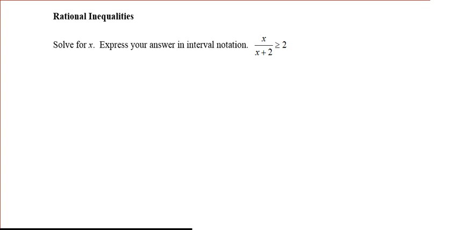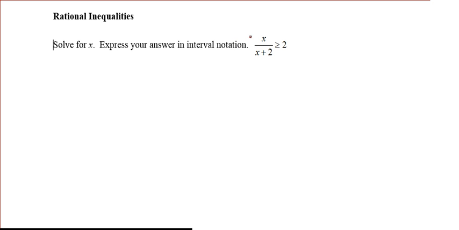Hi guys, Mr. Roth here, and today we're going to be learning how to solve rational inequalities. We're given a rational function, told that it's not equal to something, and we want to find all the values of x that we can plug in that will satisfy this inequality.